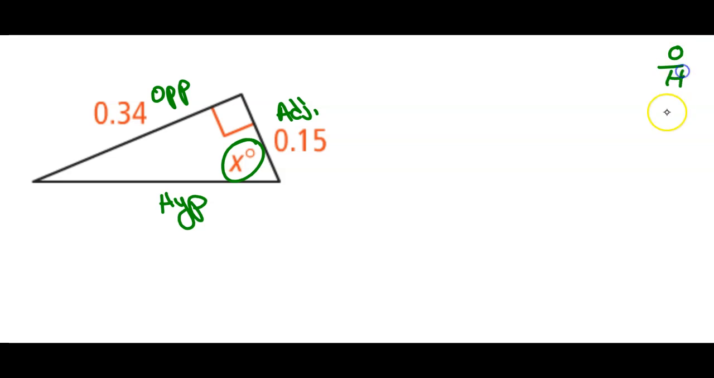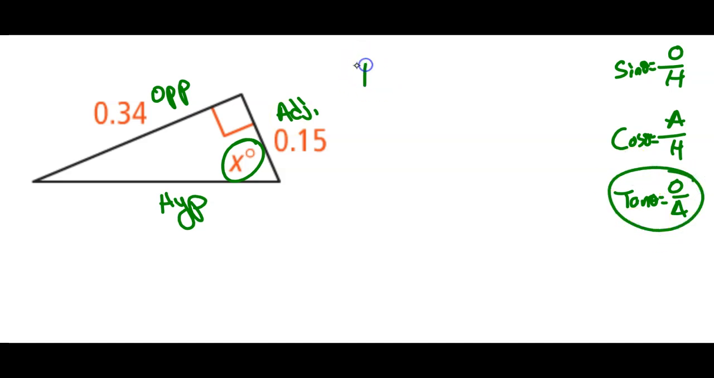Oscar had a heap of apples. Oh, once again, going faster than I can write. And then we have sine, cosine, and tangent. Remember, there's a theta in there. That's where your angle goes. So the only one that deals with opposite and adjacent is our tangent function. So the tangent of x equals opposite 0.34 over adjacent 0.15.